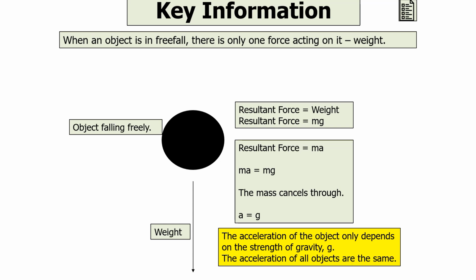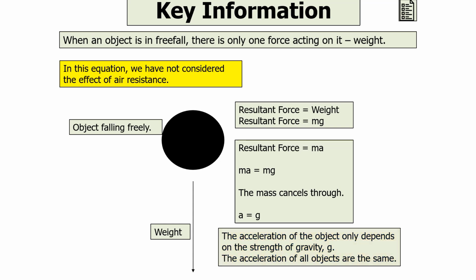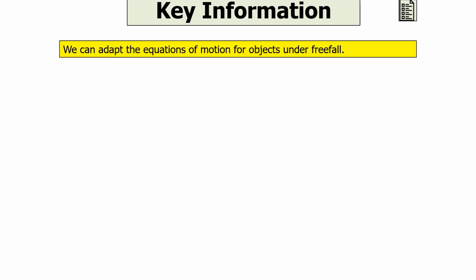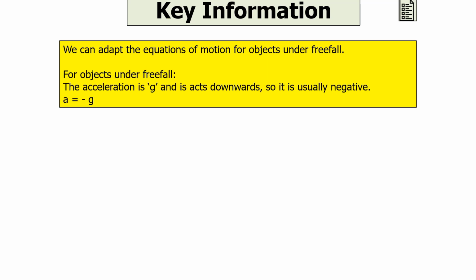So we can say that the acceleration of all objects is the same. Now it's important to note that in this equation we've not considered the effect of air resistance. So we can adapt the equations of motion for objects under freefall. For objects under freefall, acceleration is g and acts downwards, which is usually negative. So we can say a equals minus g.